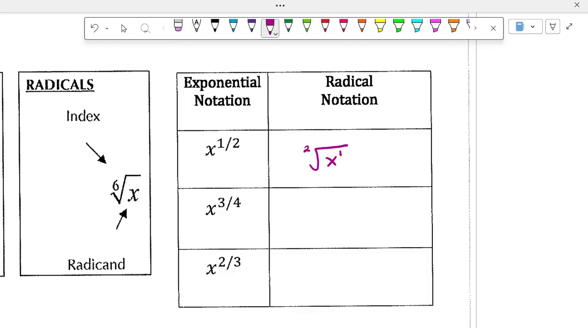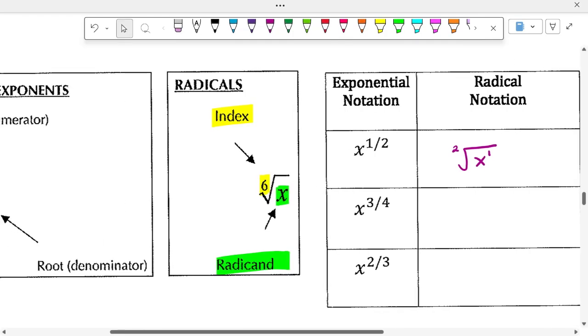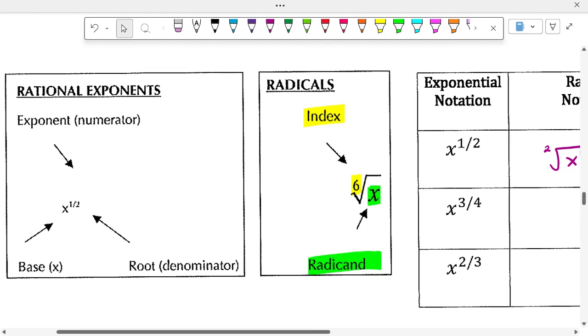All right. So we call this number the index. So this number right here is called the index. The x is called your radicand. And then whatever it's raised to is still just the exponent. All right. So same thing over here. Exponent is the 1. The root is the 2. That's also your index. The base is the x.